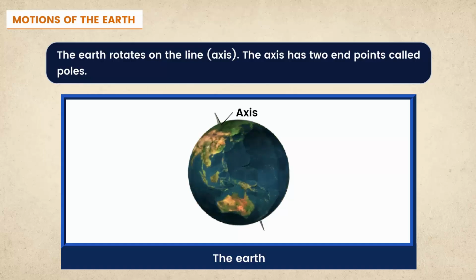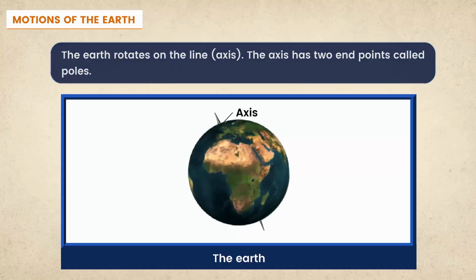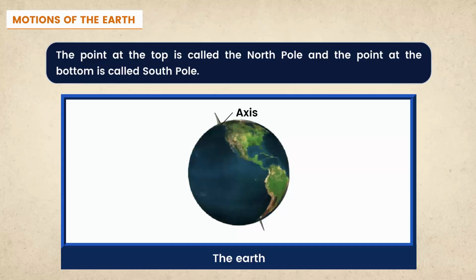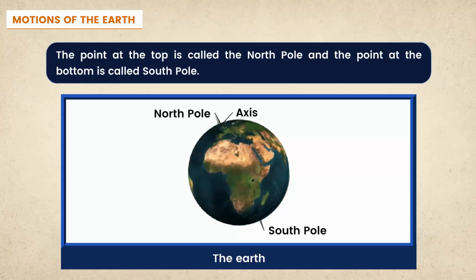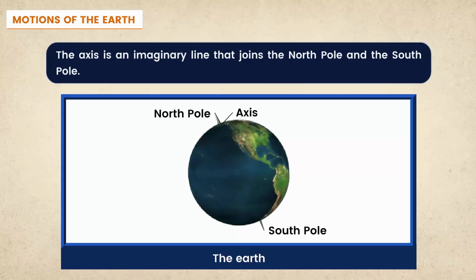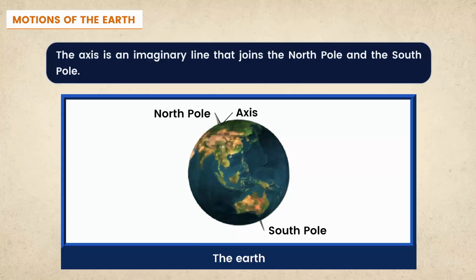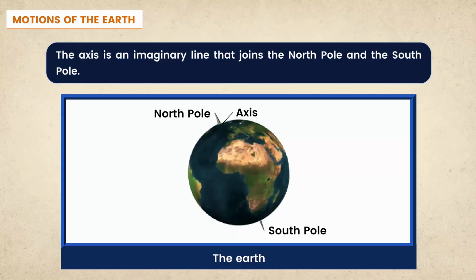The axis has two endpoints called poles. The point at the top is called the North Pole, and the point at the bottom is called the South Pole. The axis is an imaginary line that joins the North Pole and the South Pole.